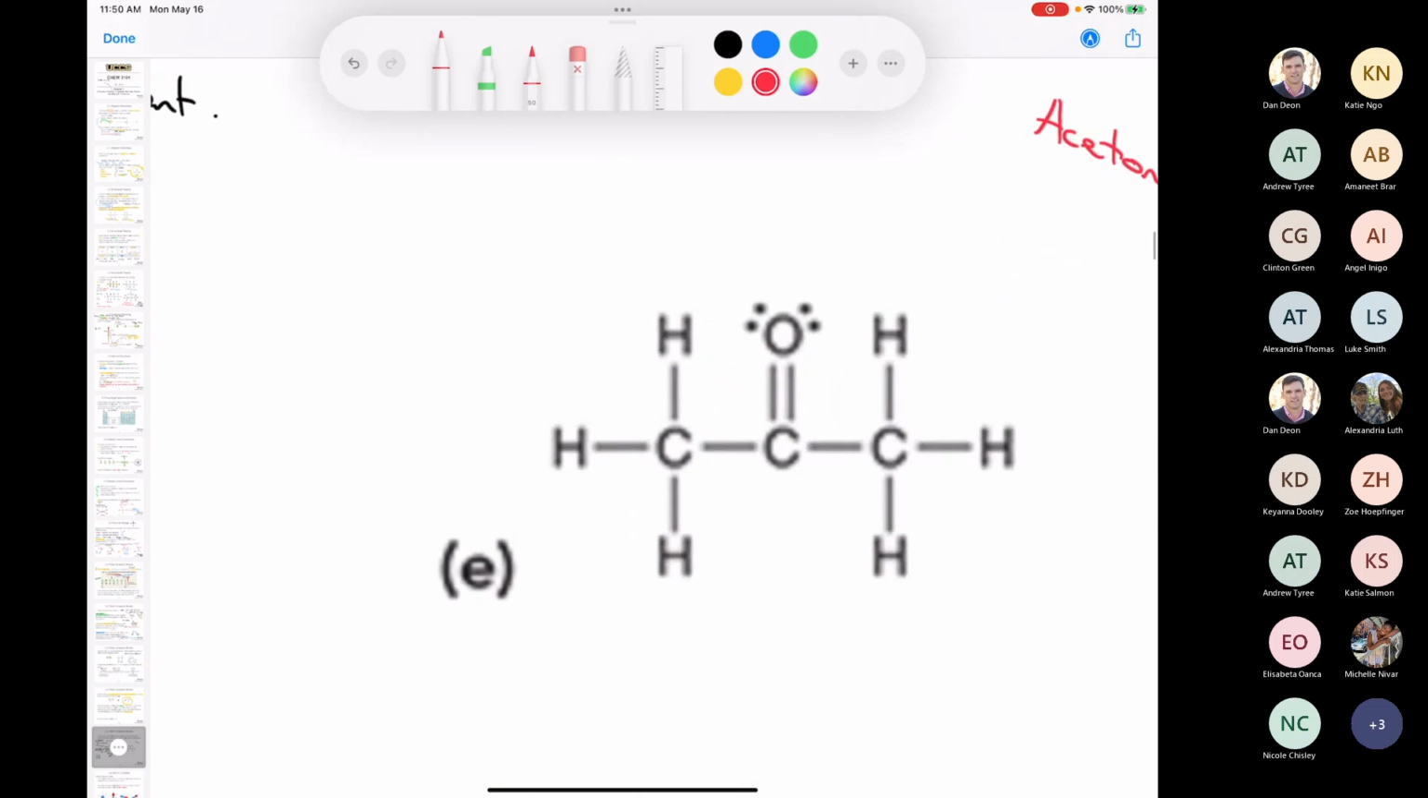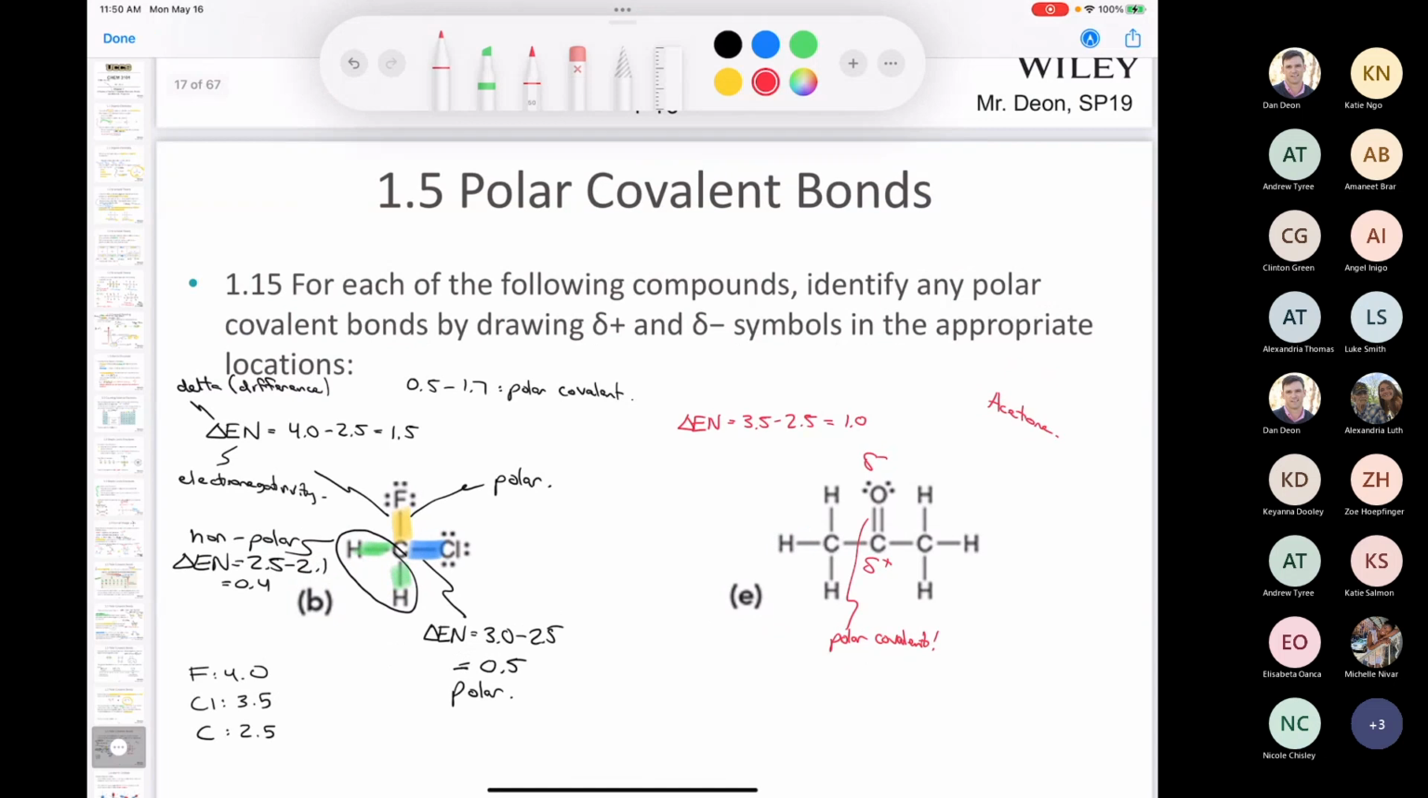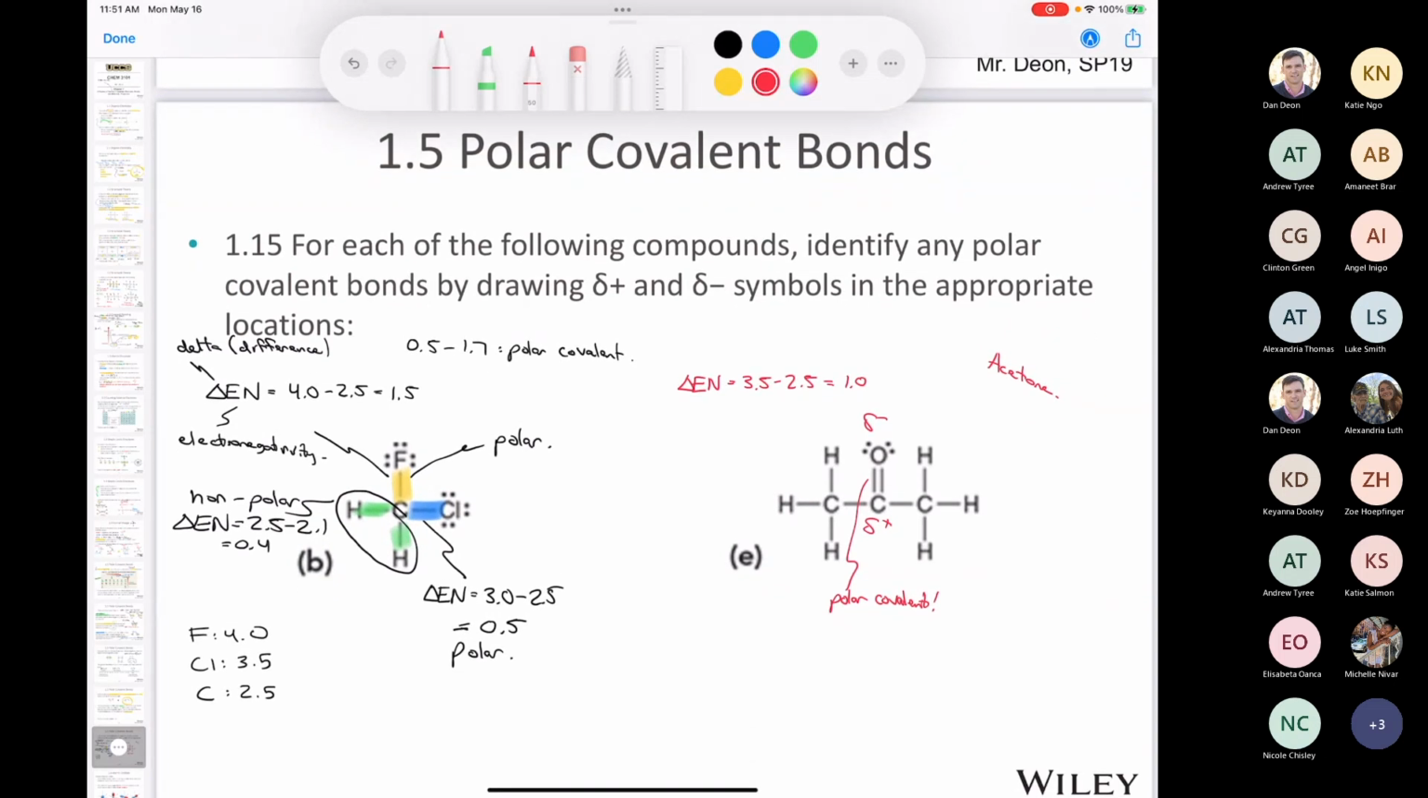Yeah, the bond between the carbon and the oxygen is a polar bond, right? You have a delta negative here and a delta positive here, because if you look at the difference in electronegativity between those two elements, oxygen is 3.5 and carbon is 2.5. That gives you 1.0, and that falls in the range of 0.5 to 1.7. And so this double bond is polar covalent. Give me a thumbs up if you follow me on polar covalent bonds and you're able to identify them. Cool. There are no other polar bonds anywhere in E. The only one is that double bond between the carbon and the oxygen. So I'll highlight it in yellow. The only polar covalent bond in there.